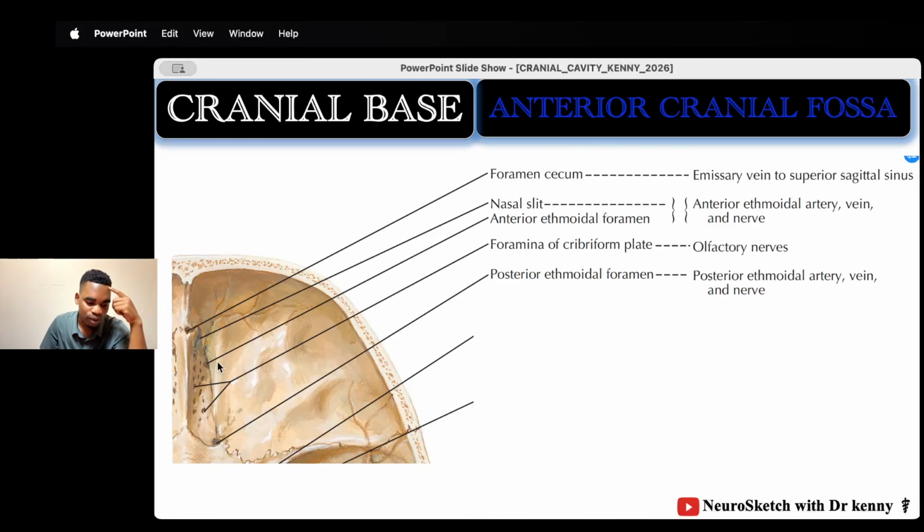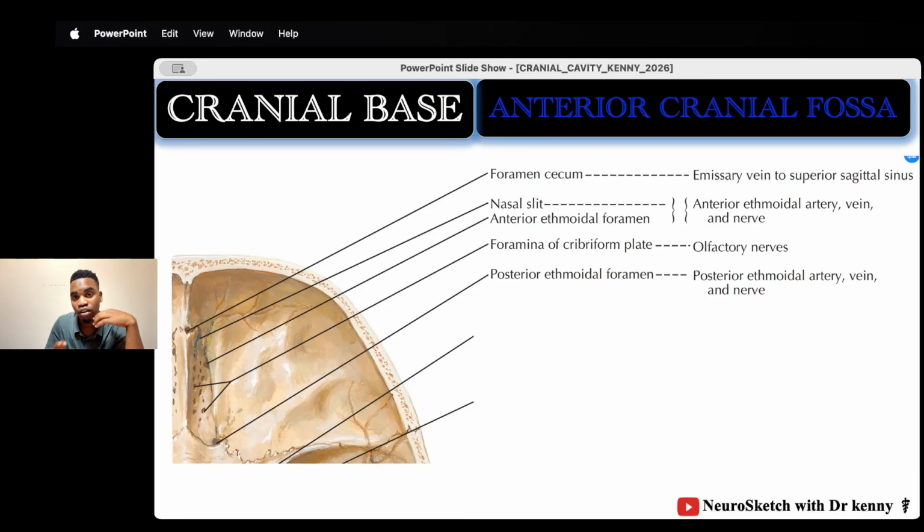And then, because we had the anterior ethmoidal foramen, we also have the posterior ethmoidal foramen, and the posterior ethmoidal foramen is for your posterior ethmoidal VAN. Anterior ethmoidal is for anterior ethmoidal VAN, posterior is for posterior ethmoidal VAN. That is the anterior cranial fossa.